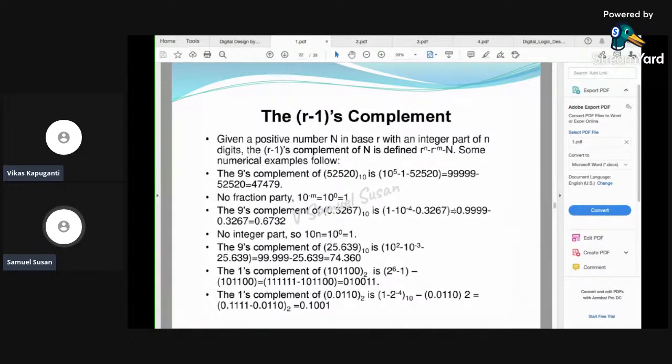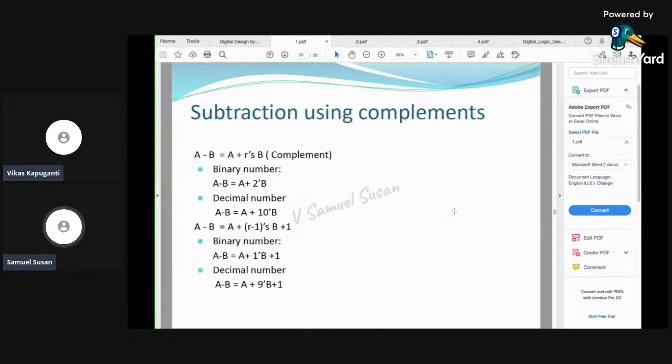We use these complements for subtracting two numbers. If you don't know anything about a complement, or how to perform subtraction using complement, you can take it as an example. If you have questions regarding this, you can put them in the live chat. Also, this PDF will be provided in the group. You can go with that.